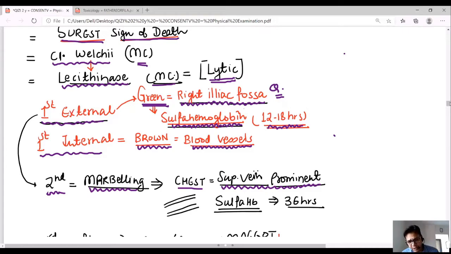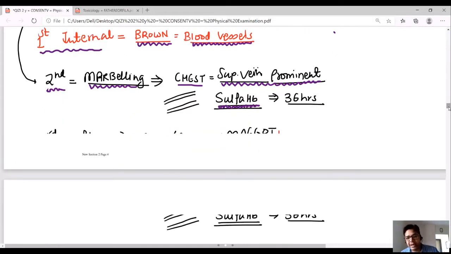And Dr. Saab, this is also because of sulfa hemoglobin. And this marbling is seen in 36 hours. I will show you the picture because this picture also comes in exam. Sir, how does this marbling look?